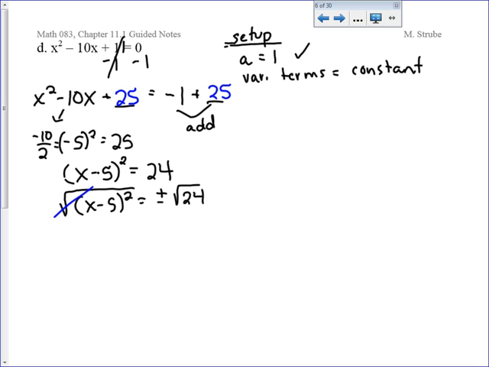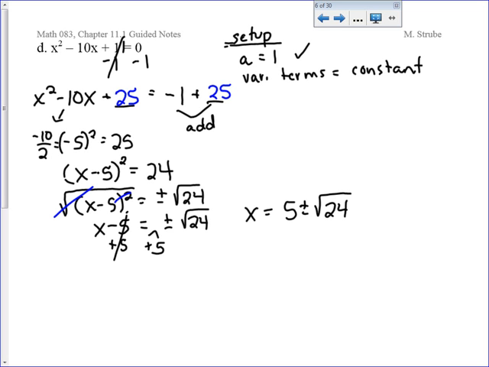On the left side, the squared and square root will cancel each other out. So I have x minus 5 equals plus or minus the square root of 24. And to finish solving for x, add 5 to both sides, sandwiching it in front of the plus or minus. So I have x equals 5 plus or minus the square root of 24. Am I ready to box my answer yet? No, why not? And break up the square root of 24.